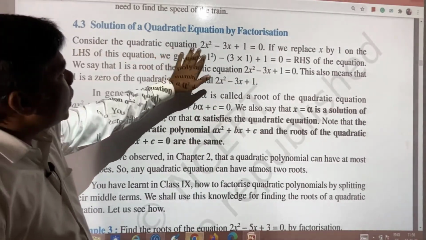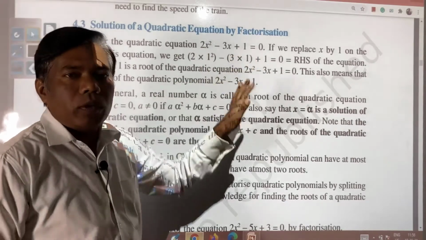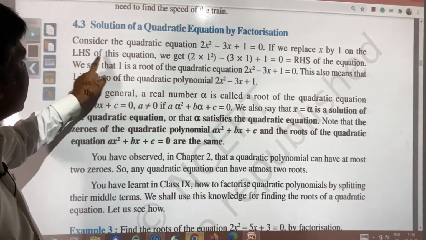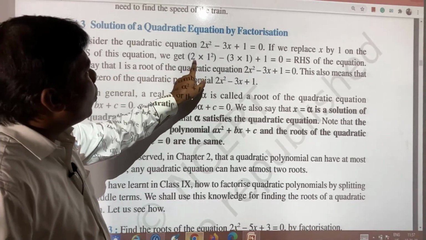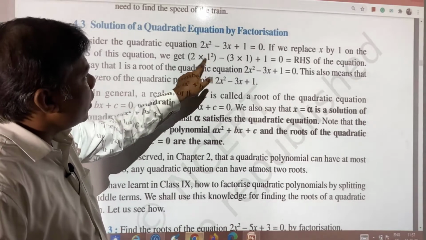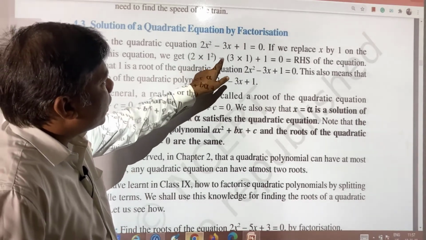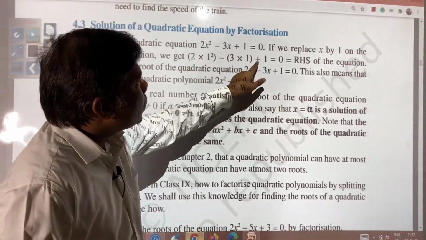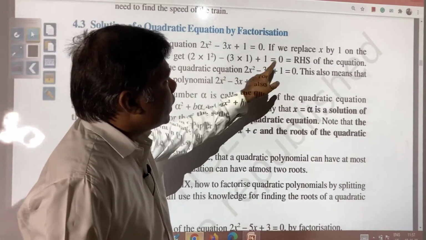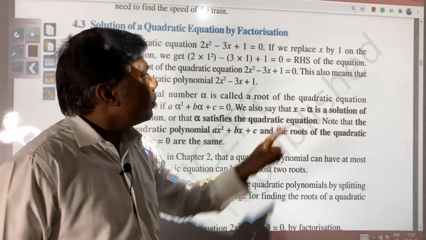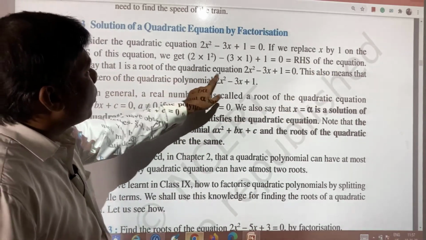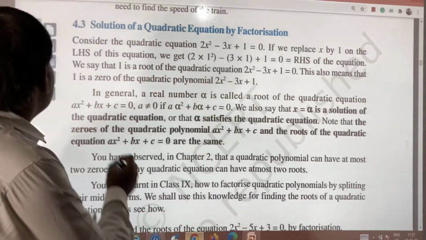Consider the quadratic equation 2x square minus 3x plus 1 is equal to 0. If we replace x by 1 on the LHS of this equation, we get 2 into 1 square minus 3 into 1 plus 1 is equal to 0. If you solve this, you will get 0, which is equal to the RHS of the equation. We see that 1 is a root of the quadratic equation 2x square minus 3x plus 1.